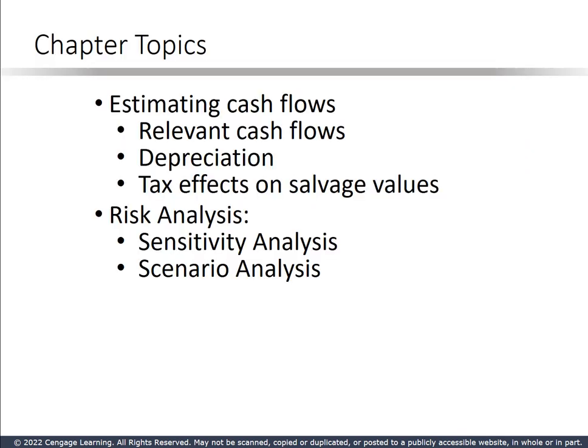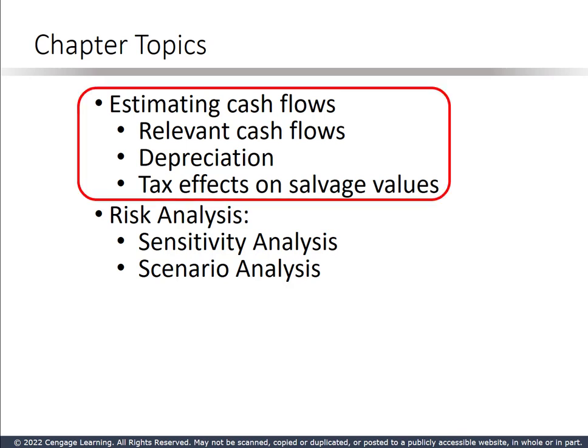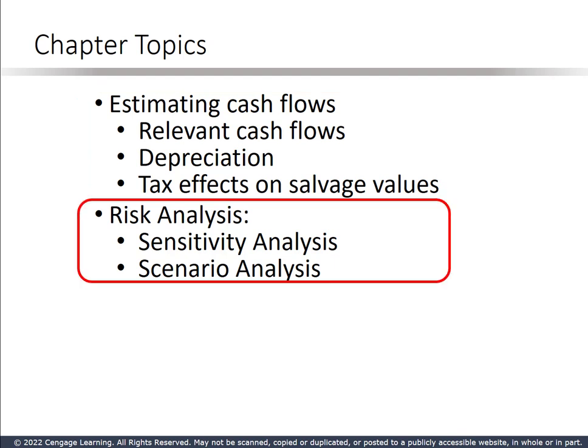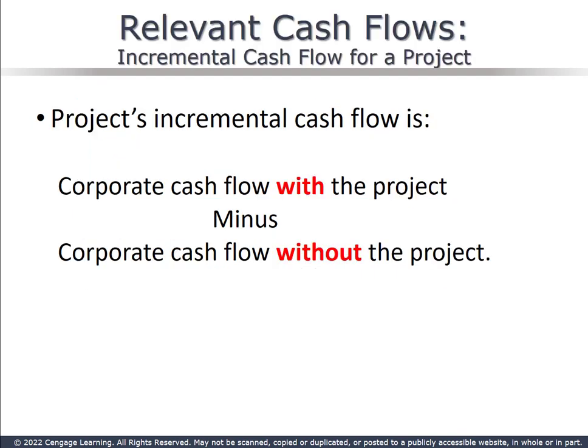Part A includes determining which cash flows are relevant, how to handle depreciation, which is non-cash but relevant due to the impact on taxes and net income, and how to attack salvage values. Part B will cover risk analysis. At a very basic level, we're concerned with the firm's cash flows with the new project minus its cash flows without the project, the incremental cash flows generated by the project.